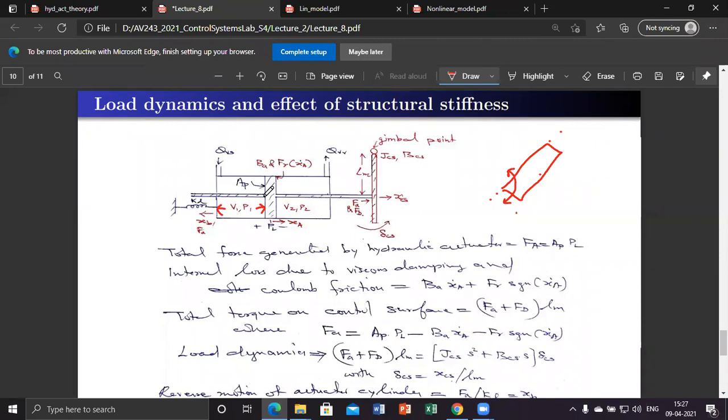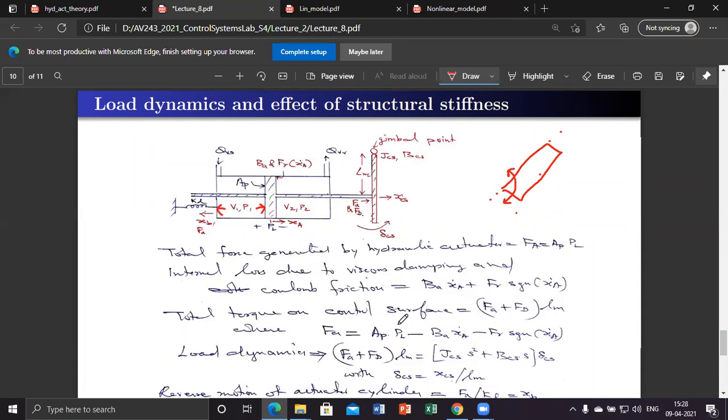And even though I have drawn the rod as very small and the other as big, in actual reality, it will not be like that. This rod also will be very thick, and this gap will be a small gap. So the effective area is the area which the hydraulic fluid sees.